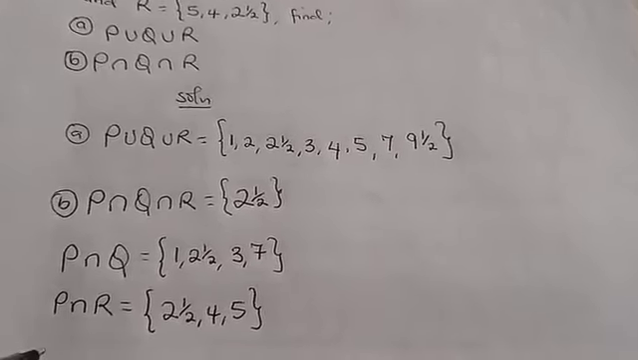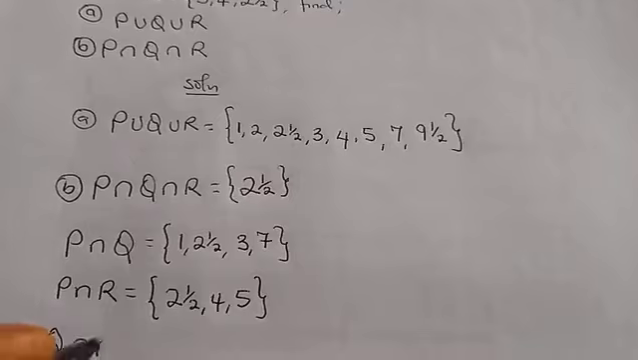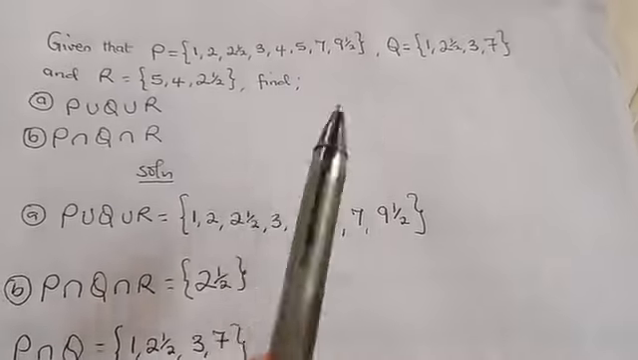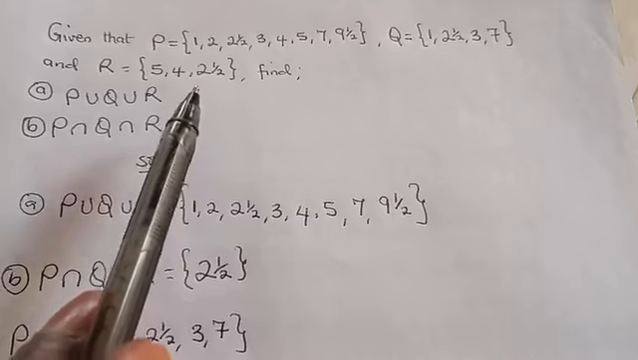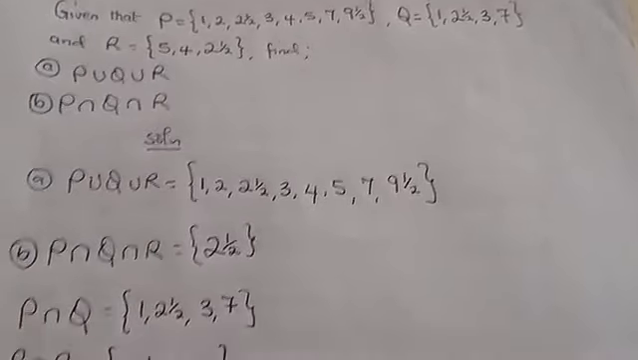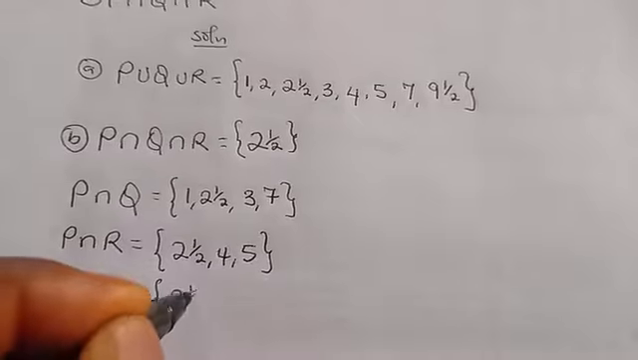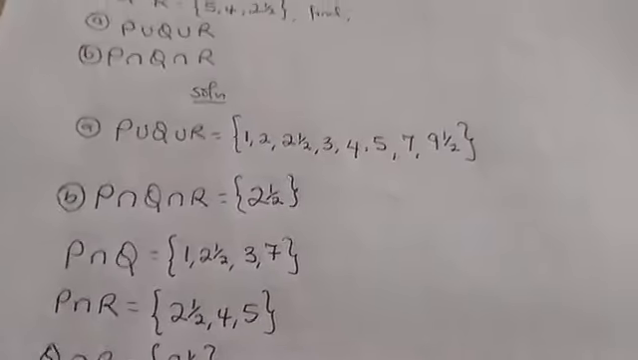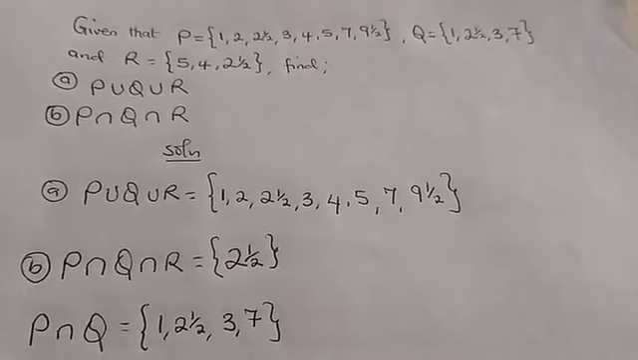Also, you can be asked to find the intersection between Q and R. That is, what are those elements that you have in set Q and are also in set R? And the only element here is 2.5. So only 2.5 is common to the 2 sets over there. So this is how to address questions on the intersection of sets and the union of sets.